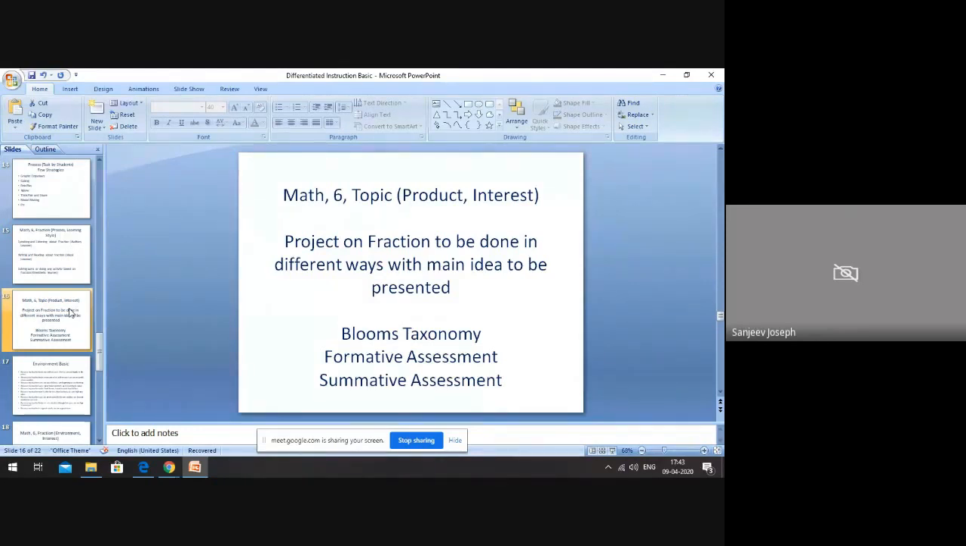What I've done in my particular class for math, say the topic fraction, based on the interest of the students, which is another basic thing I'm doing, is to tell them to make a project on fraction in different ways, where the main idea of fraction which I want them to present, they have to present. For example, how you can add fractions, how you can subtract fractions, but they can do it in many ways. They can show, maybe making a model, maybe chart work, and so on, and they present it.